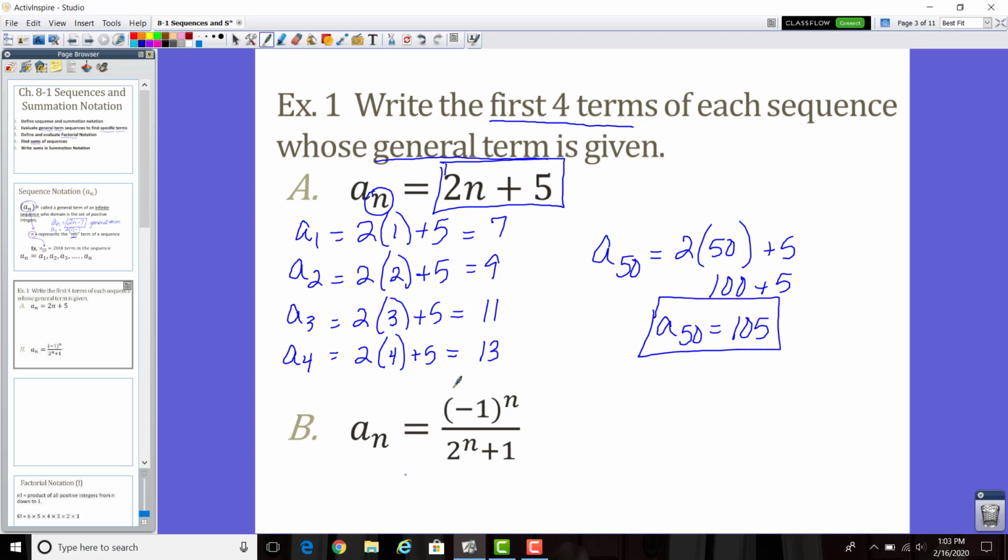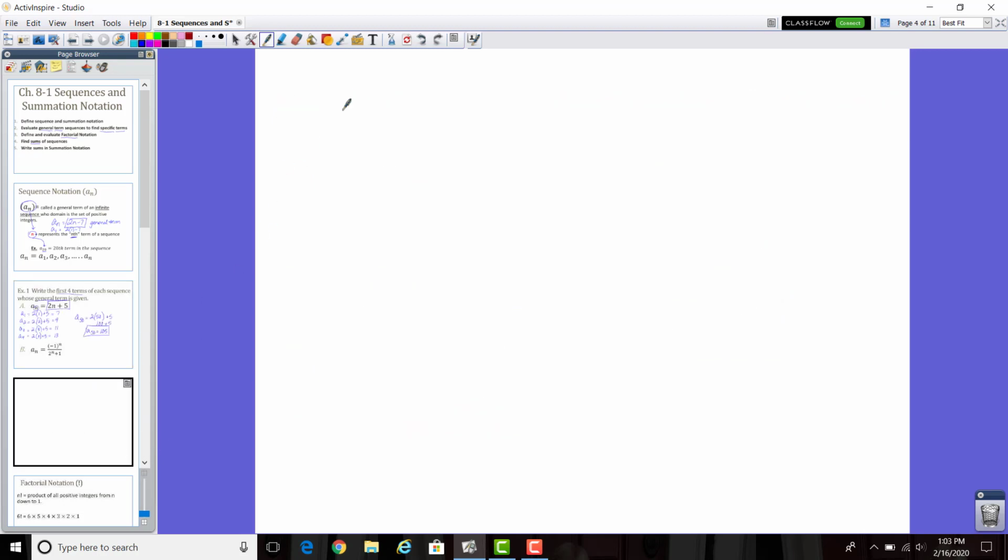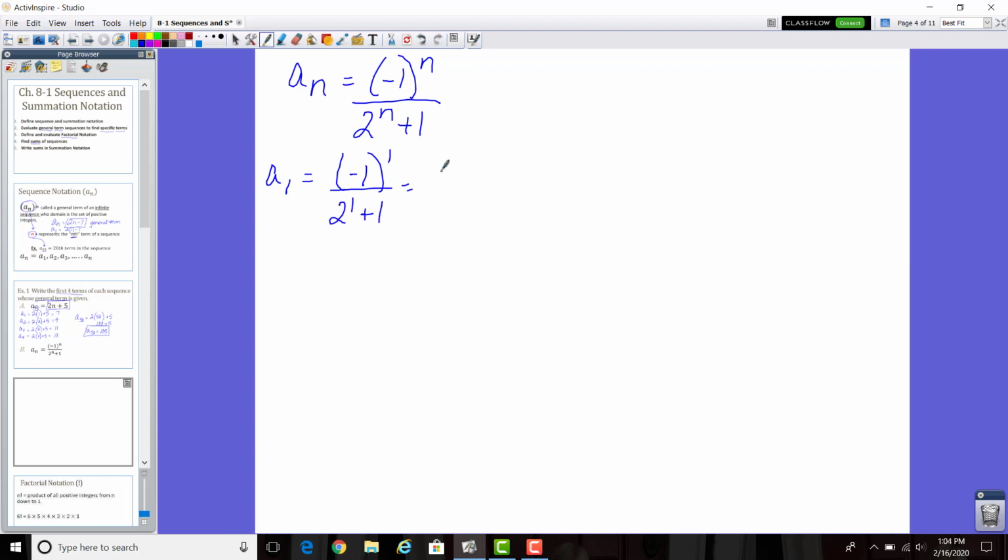Okay. Here's another one. We still want the first 4 terms. I'm going to write it over here so I have more room. We're just showing you this one to show you that sometimes our pattern isn't always recognizable. Again, if I want the first 4 terms, I want a sub 1, a sub 2, a sub 3, and a sub 4. So the first term, my n's changed to a 1. Negative 1 to the first is negative 1. 2 to the first is 2. 2 plus 1 is 3. My first term is negative 1/3.